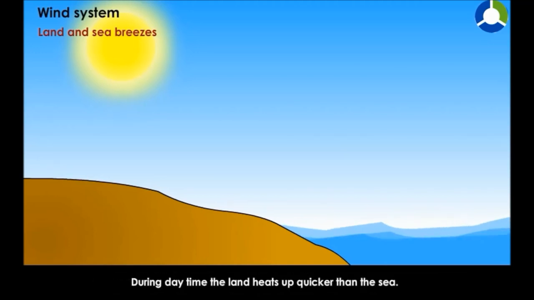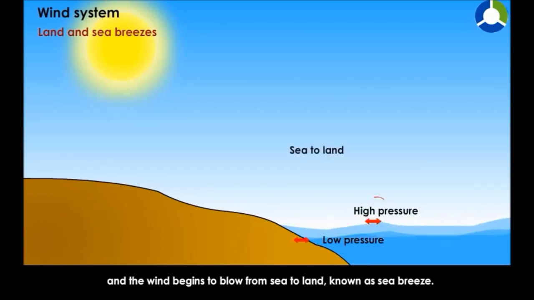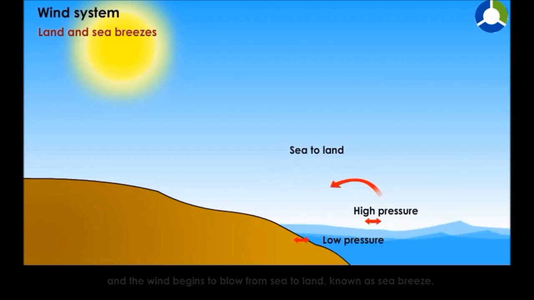During daytime, the land heats up quicker than the sea. Thus, a local low-pressure area develops over the land and high pressure over the sea, and the wind begins to blow from sea to land, known as sea breeze.